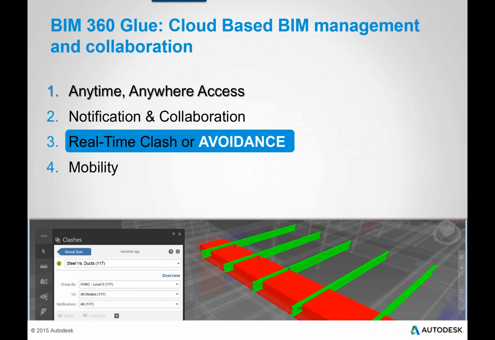Next is, how is BIM management and collaboration achieved? Again, it's anytime, anywhere access. You have the ability to do notification and collaboration using BIM 360 Glue and real-time clash, or what I consider avoidance. Instead of looking at clashes, we'll look at how to avoid problems in the future. And it gives you the increased mobility to have this access anywhere.